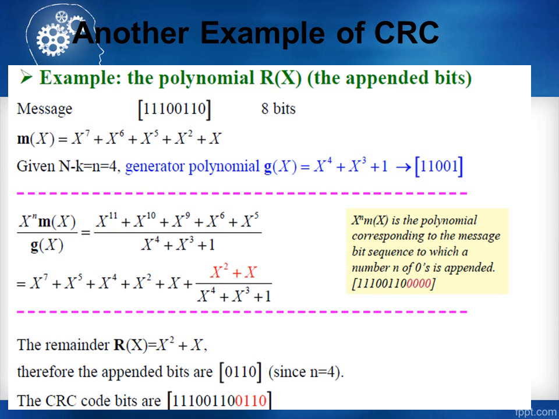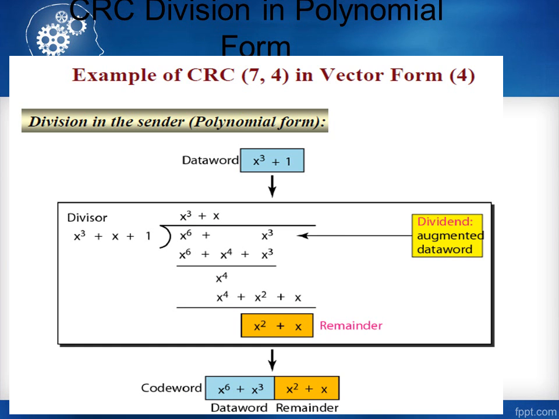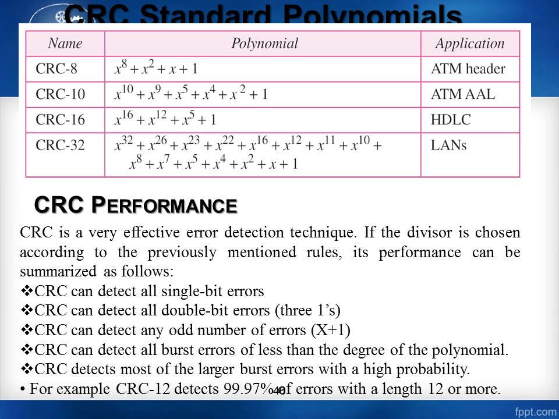This is a polynomial representation of data, appending the bits and dividing the message and generator polynomial, where the remainder is x square plus x, which is also represented in bit format as 0110. We have different types of CRCs like CRC 8, 10, 16, CRC 13, and how the CRC performs in detecting single bit, double bit, and any odd number of errors, whereas CRC 12 detects 99% of errors in the length or more than that.